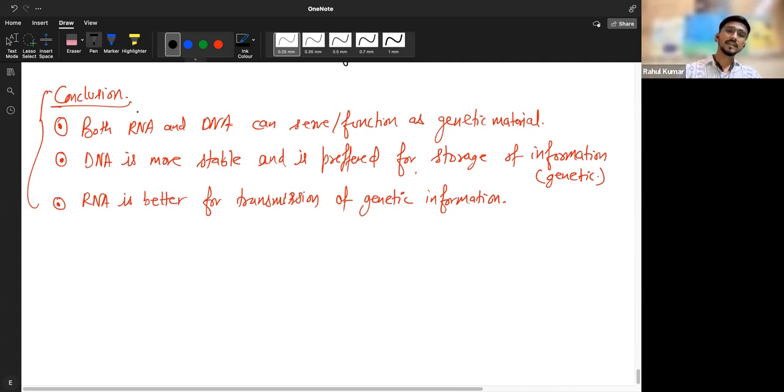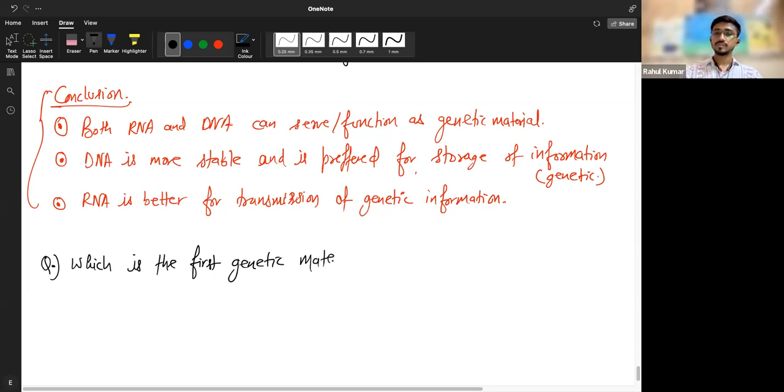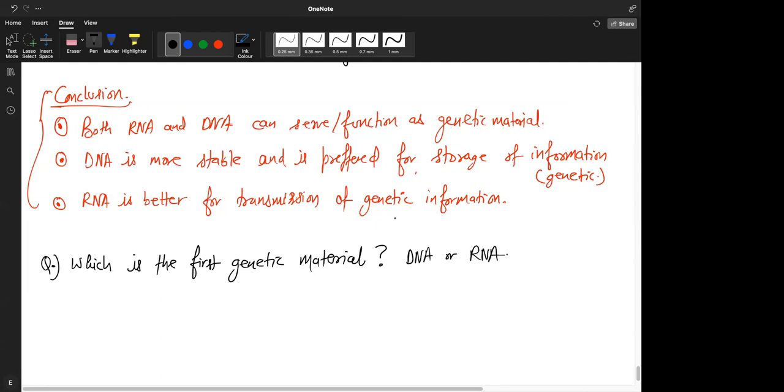Now, immediately, the next question that comes to our mind, I'm sure, is which was the first genetic material? Like, which evolved first as a genetic material, DNA or RNA? What do you think? RNA. RNA? And why do you think so?